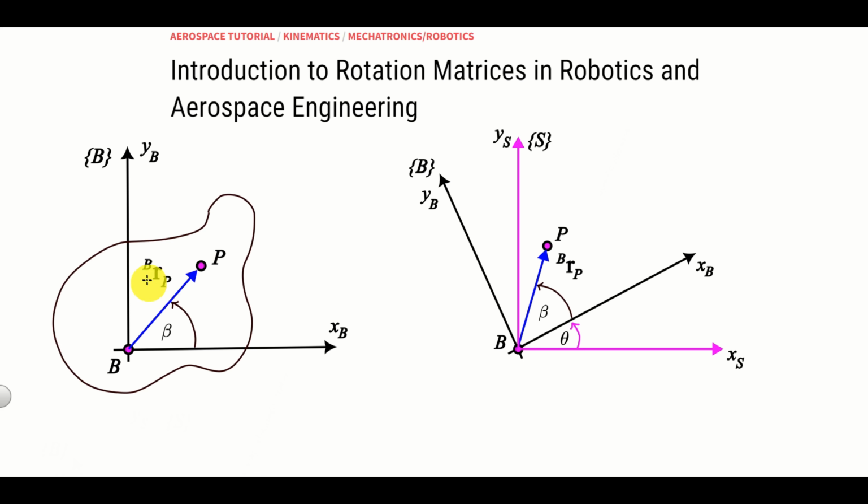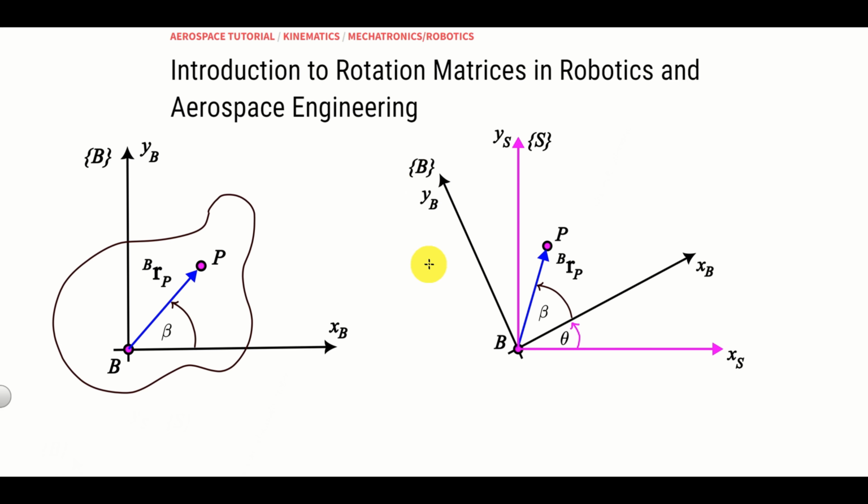This vector over here, that is the vector RP with respect to B, is the distance of the point P from the origin of the frame B. That is from this point over here. We assume that this vector creates an angle of beta with respect to the horizontal axis of the frame B. Next, we rotate the body by the angle of theta, and as the result we obtain this graph over here.